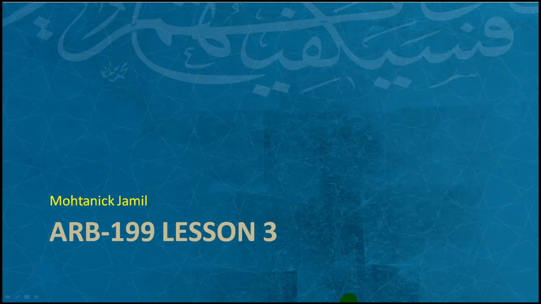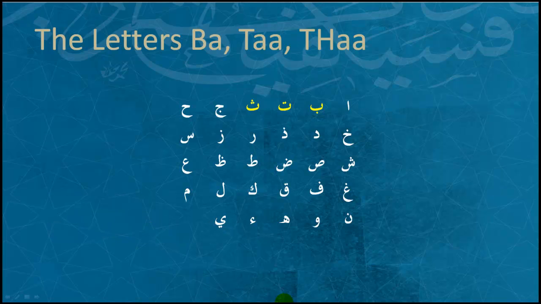Now let's move on to look at the next letters. In this lesson, we're going to look at the letters Baa, Taa and Thaa, and we're grouping them together because they have the same body. These letters look very similar because they have the same body. Now, when we talk about Arabic letters, we talk about them having a body and dots. We divide them into those two parts. So obviously the body of all these is the same. It looks like a bowl, like that.